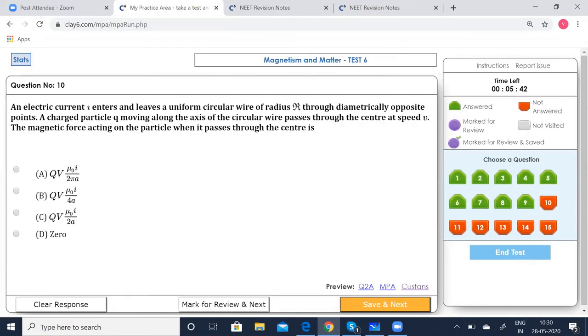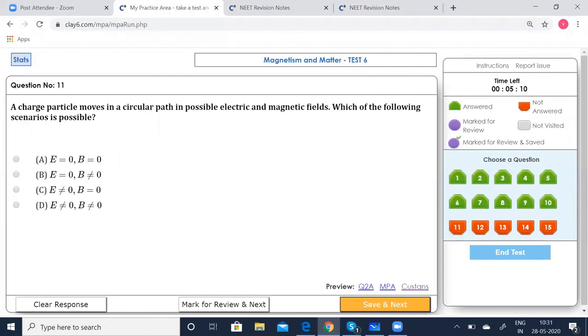Now you can see that the current is now going to enter. The electric current enters and leaves the uniform circular wire of radius r through diametrically opposite points. Okay, so the charged particle Q, which is now going to move along the axis, will pass through the center. Now we can see the entry and exit are at 2 points. So the magnetic force acting on the particle which passes through the center is now going to get nullified. So D is the correct option. It's going to be 0. Now going on to the 11th one.